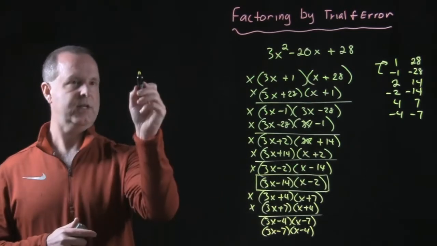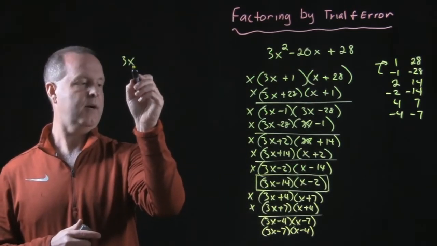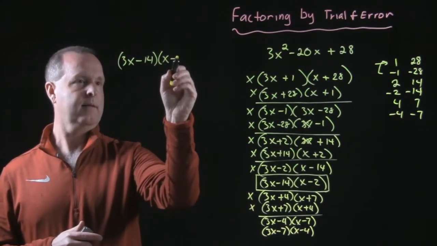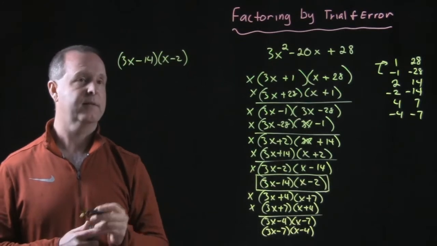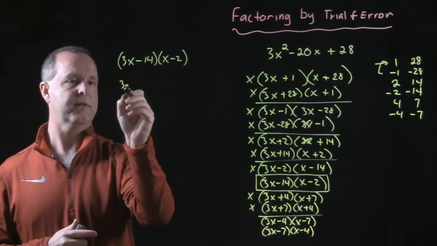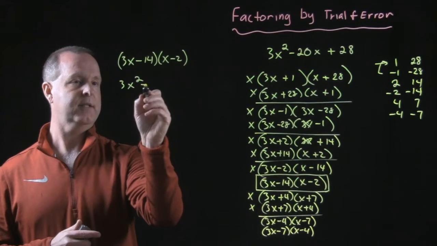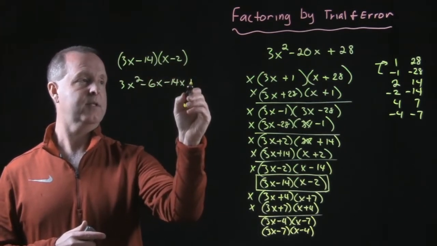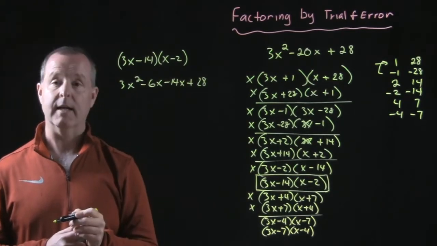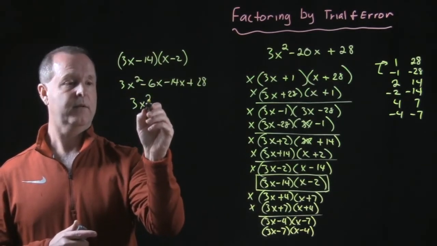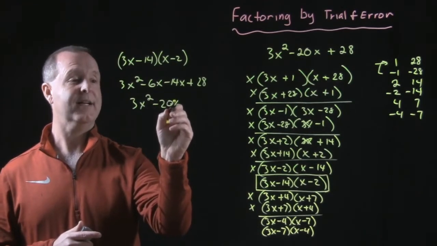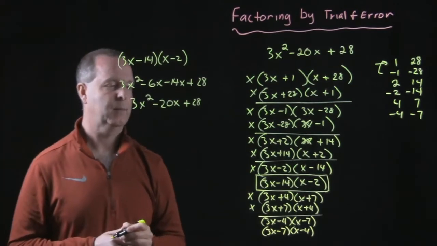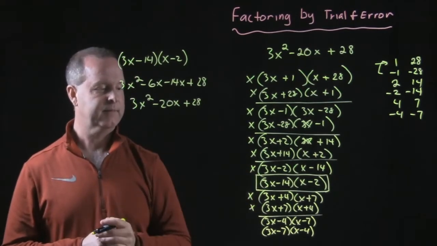And let's try that out just to see if I'm not getting too tired here. Let's multiply that out and check. First times first produces a 3x squared. Outers is a negative 6x. Inners is a negative 14x. And the last times last is a plus 28. Collect my like terms. 3x squared minus 20x. That's what I was looking for. Plus a 28. So there I found it.